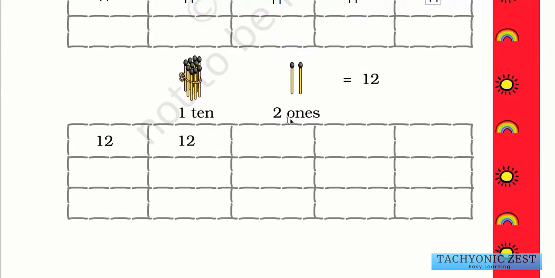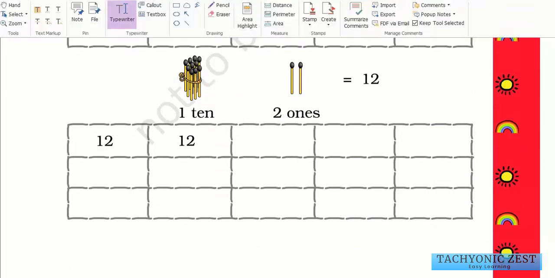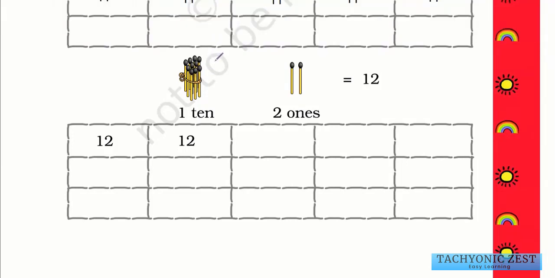Next is 110 two ones. So here we have 110 and two ones. So 110 means 10. So 110 is equal to 10. Okay, because 110 contains 10 matchsticks. So 110, okay, 110 means 10.